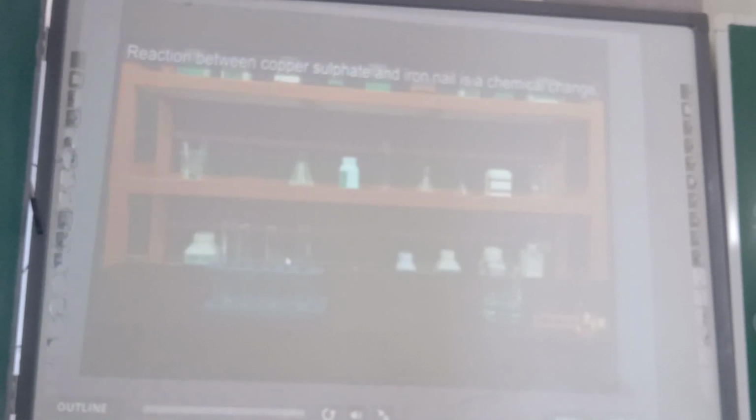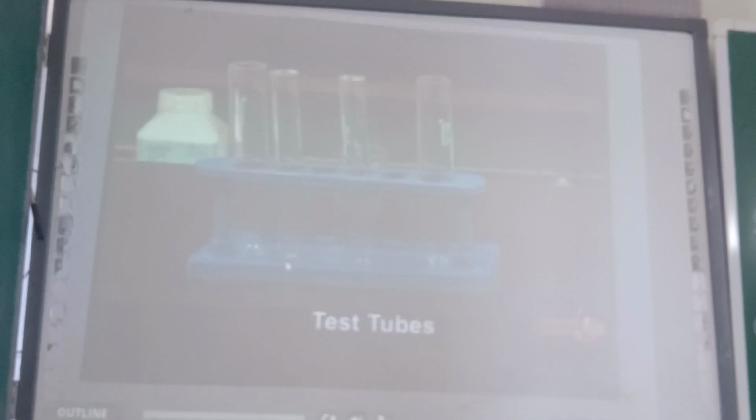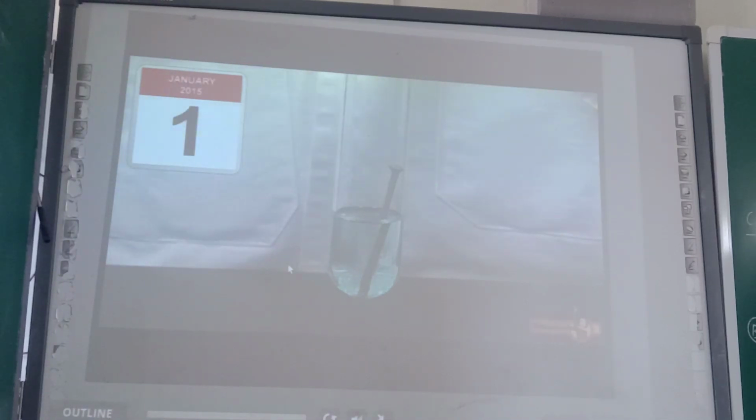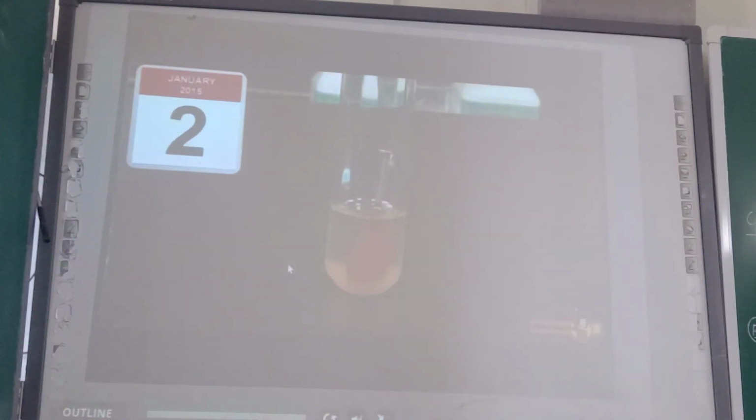Here we will perform an activity to understand that the reaction between copper sulfate and iron nail is a chemical change. For this activity, we need test tubes, iron nails, and copper sulfate solution. Take an iron nail in a test tube. Add a small quantity of copper sulfate solution to it and leave it for a day. Observe it the next day. Did you notice any change?